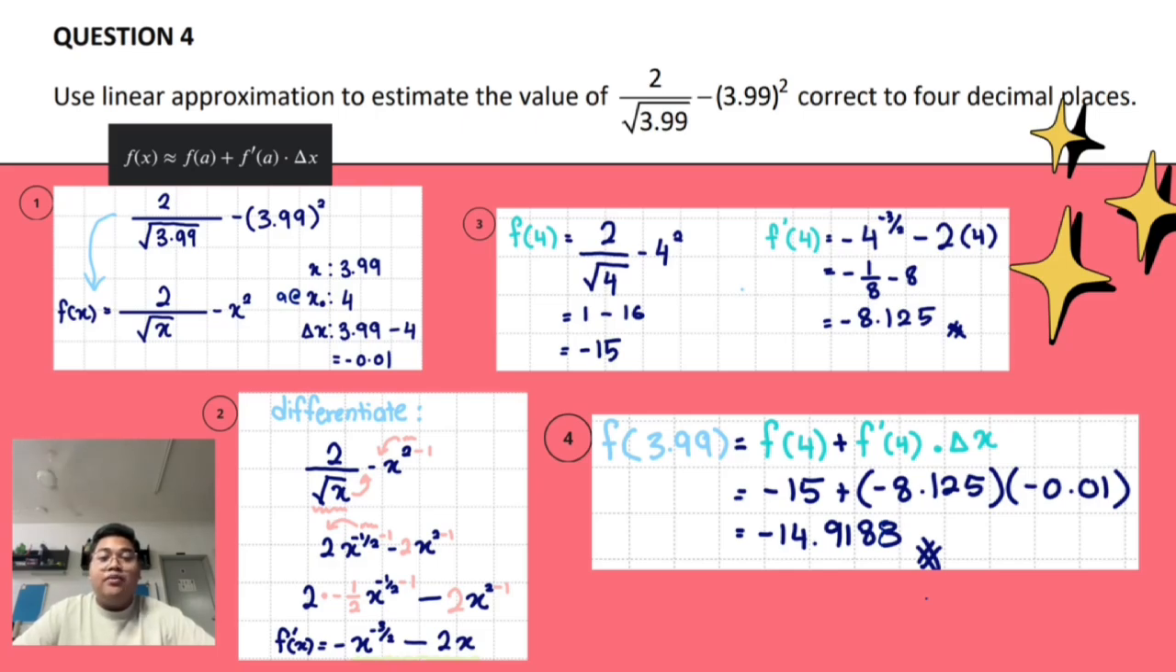So by using the linear approximation method, we have successfully estimated the value of 2 over root 3.99 minus 3.99 squared to be approximately minus 14.9188.